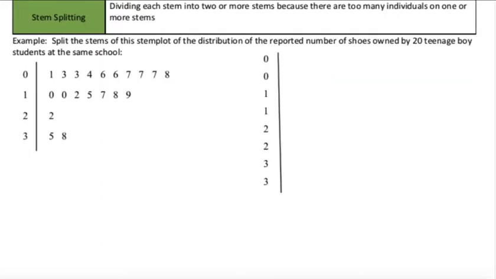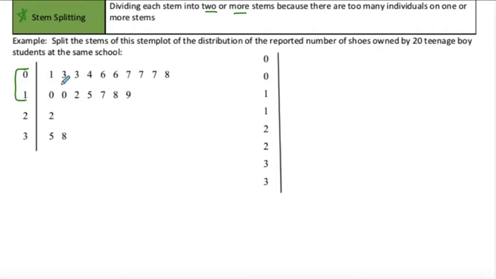Our second example is dividing each stem into 2 or more stems, because maybe there's too many individuals on one line. So like here, when it starts getting longer and longer, or maybe we had a data set that was just looking at 2 things, we can split that up to better see the distribution. If we have a larger data set, we still want to see the individuals, and a split stem will help us do that.